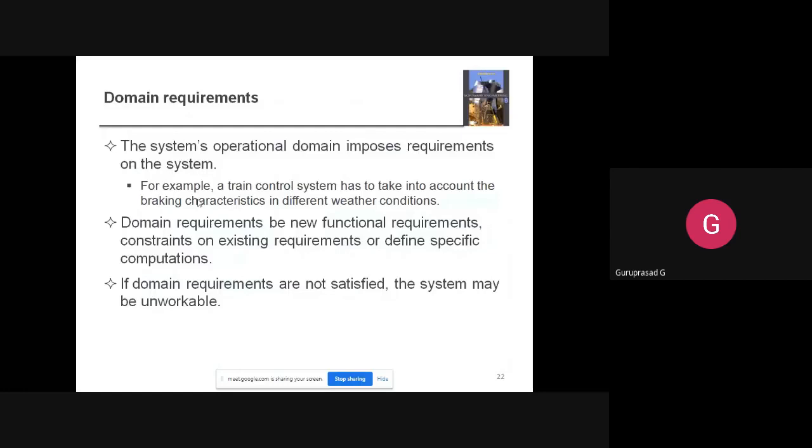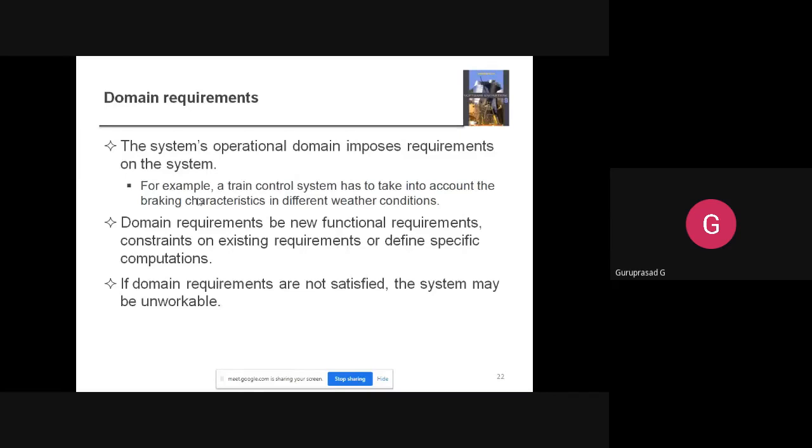Fine. Already I mentioned the domain requirements. We have functional requirements and non-functional requirements, so let us also mention the third one. We call it the domain requirements. It is a simple one. Generally, if it is not satisfied, the system may be unworkable.